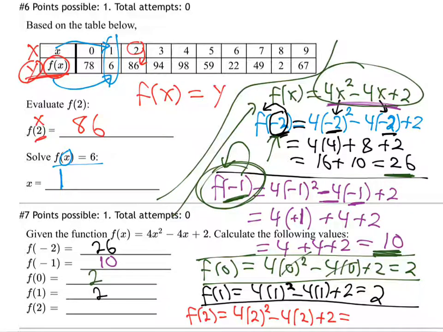Oh, wait a minute. No. Oh, no. It's a little different, huh? All right, so what's that going to be? 16. That'll be 16 minus 8 plus 2. Yeah, 10, huh? 10 it is.